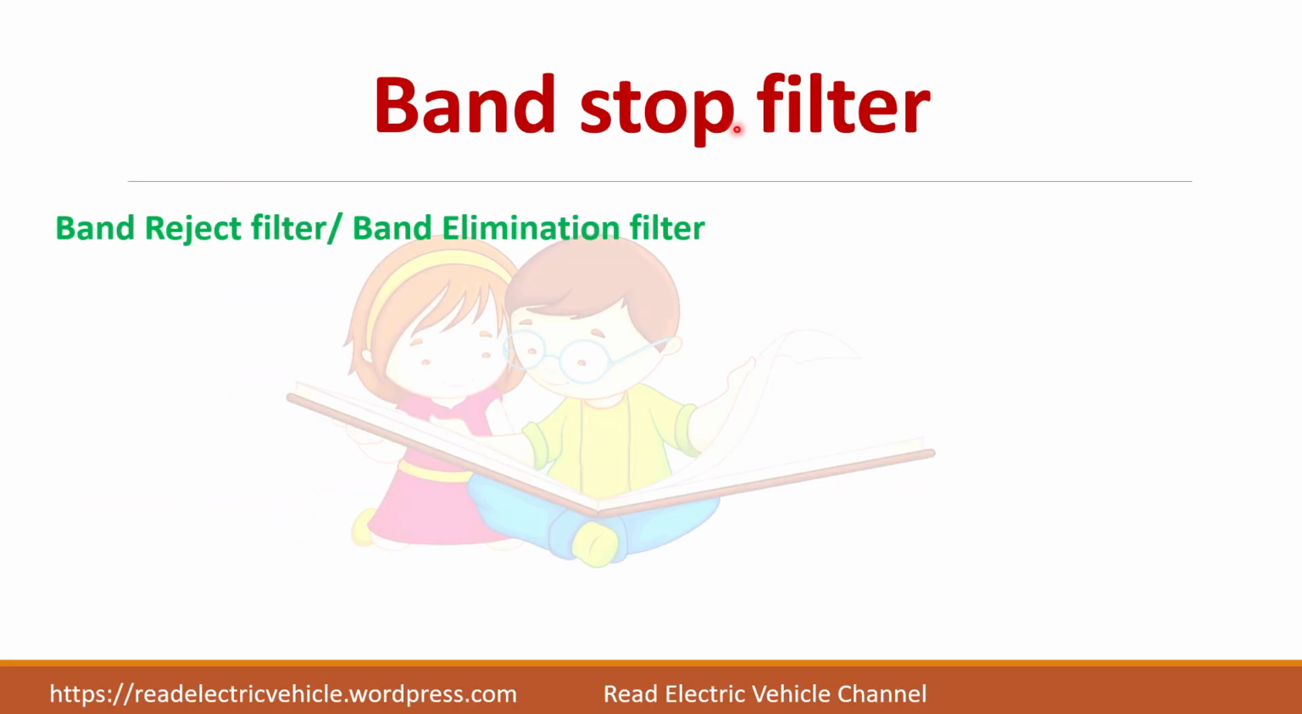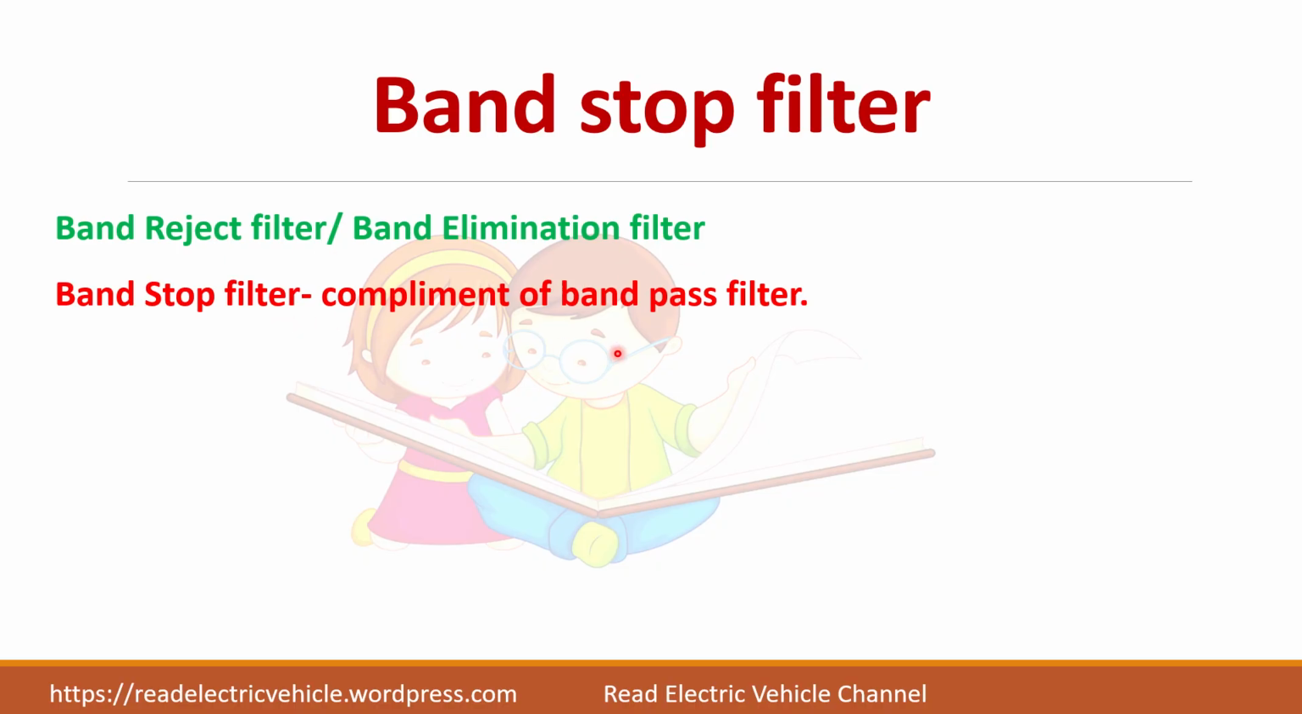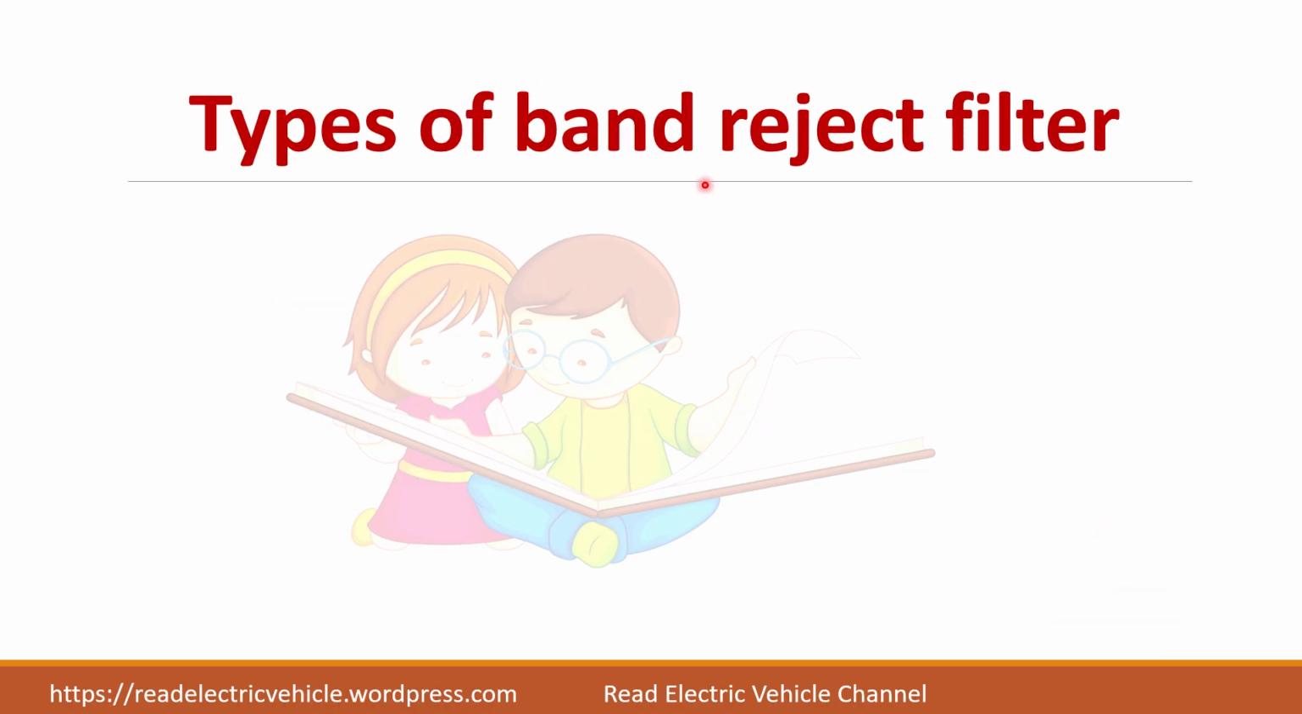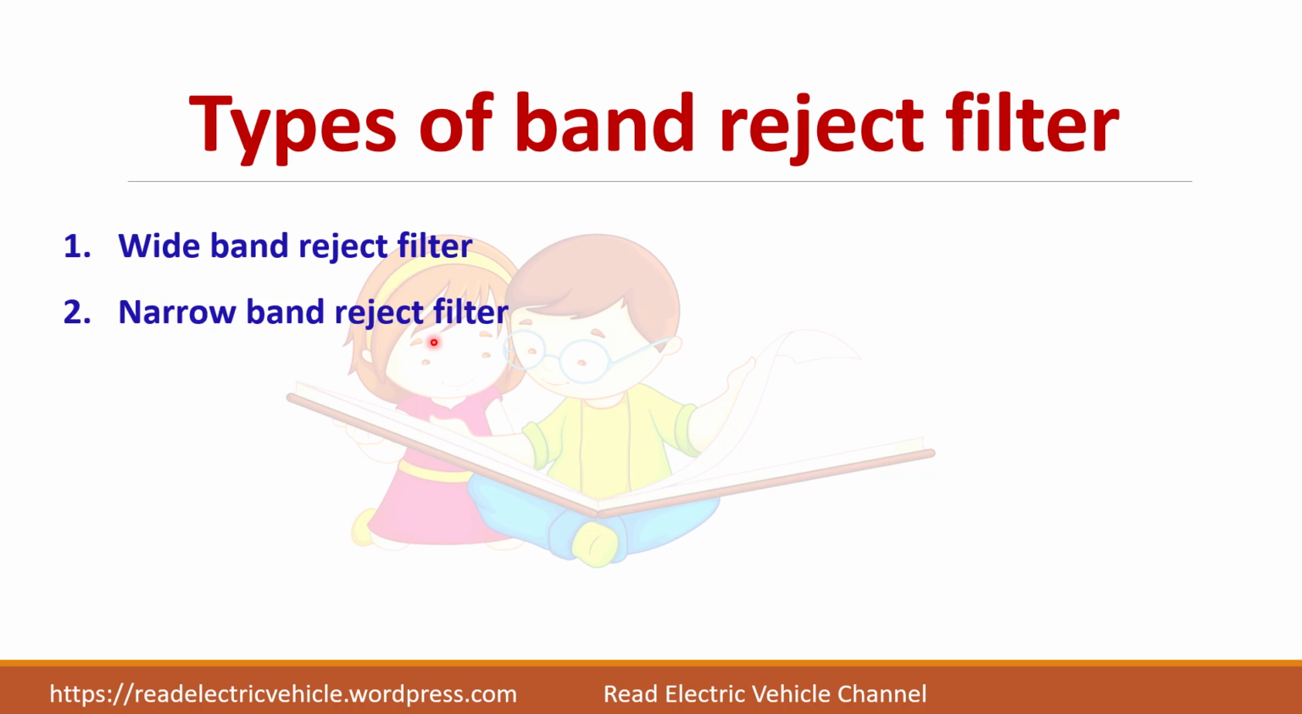The band stop filter is also called a band reject filter or band elimination filter. Actually, it is a complement of band pass filter. It means that it will block the signals with a specific frequency band and it will pass the remaining frequencies. So we can see that it is just a complement of band pass filter. There are two types of band reject filter, namely wideband reject filter and narrowband reject filter.